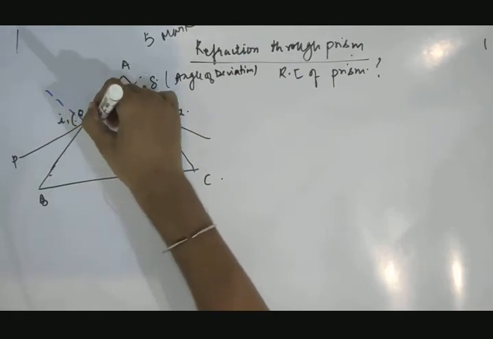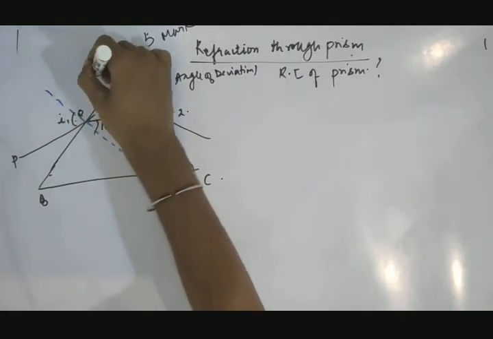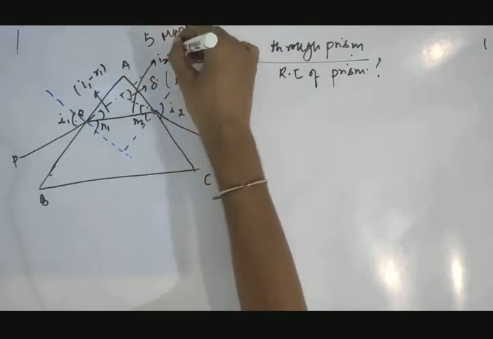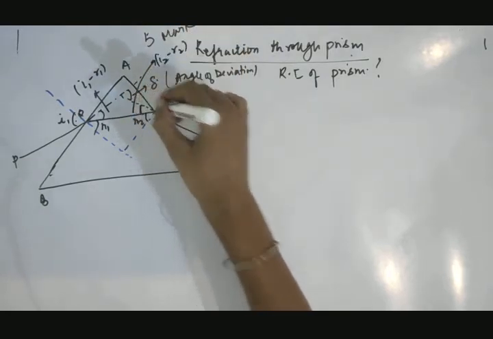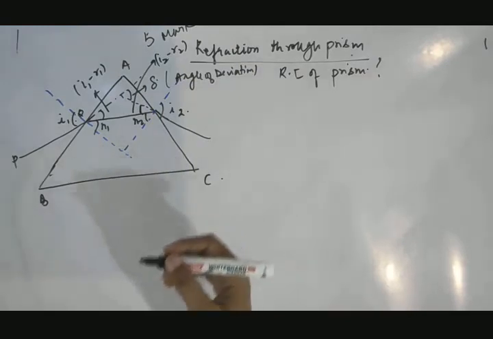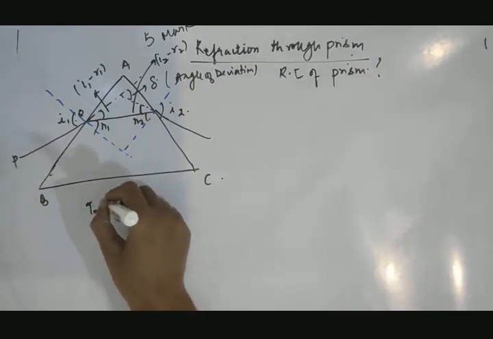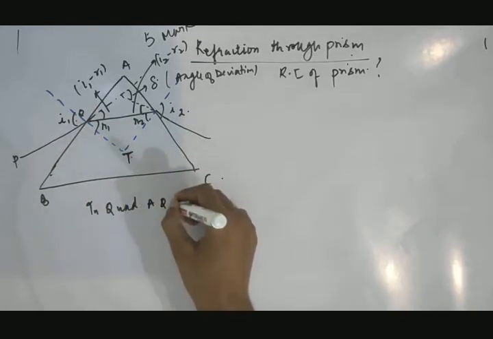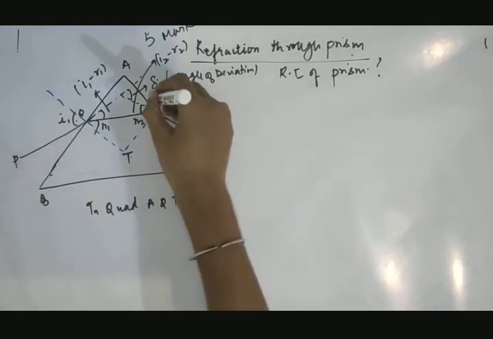So this is a vertically opposite angle, so this angle will be I1 minus R1 and this angle will be I2 minus R2. So first of all we will take the quadrilateral AQTR, where this is T and this is R.